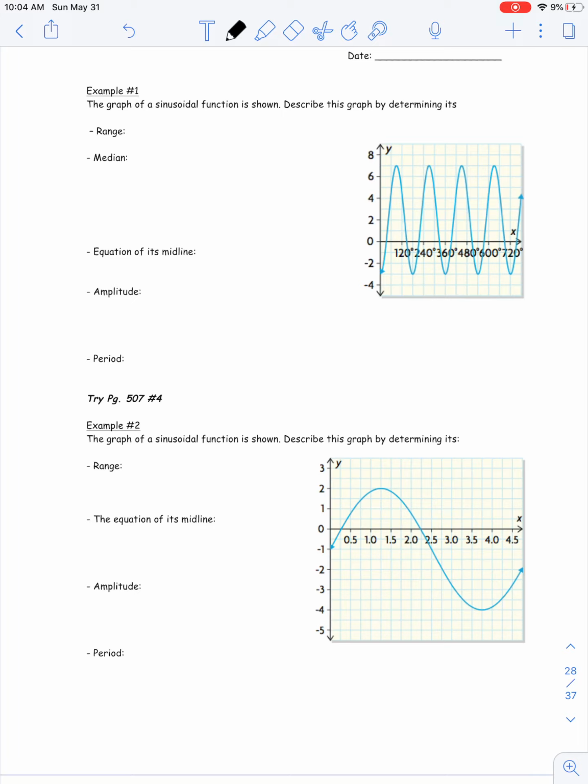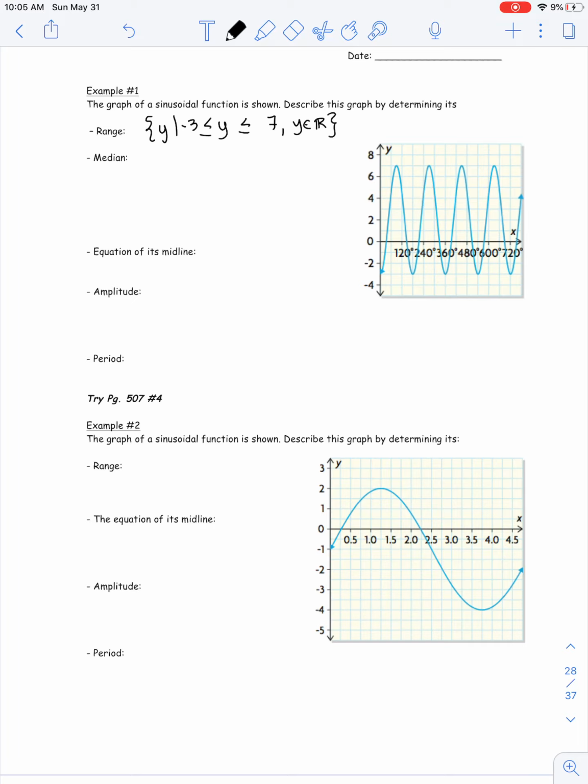Example number 1. The graph of a sinusoidal is shown. Describe the graph by determining its range, median, equation of the midline, amplitude, and period. So the range is going to be y such that y is greater than or equal to the lowest value that you can see, which is -3, up to the highest value, which is 7, and then we would say y is an element of the real numbers.